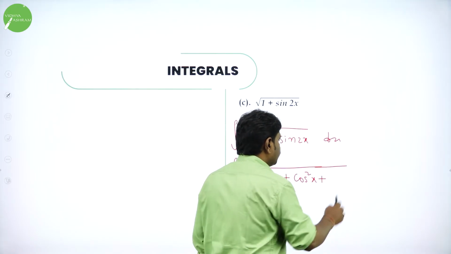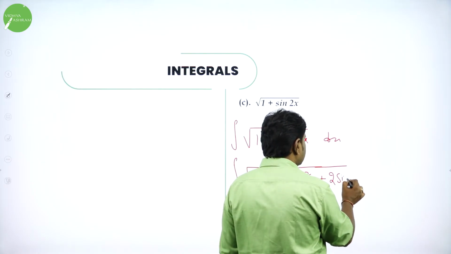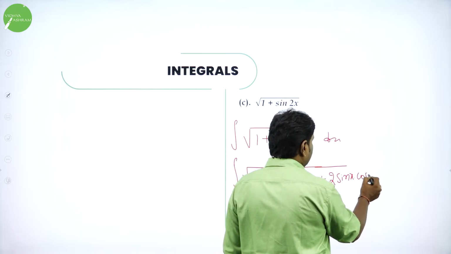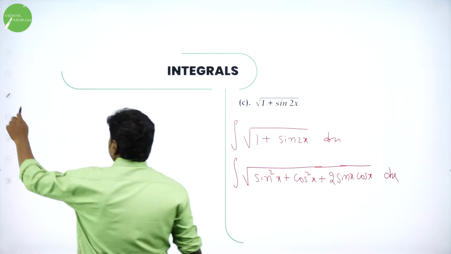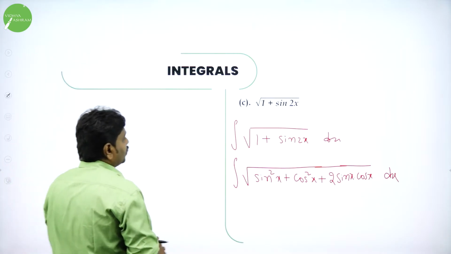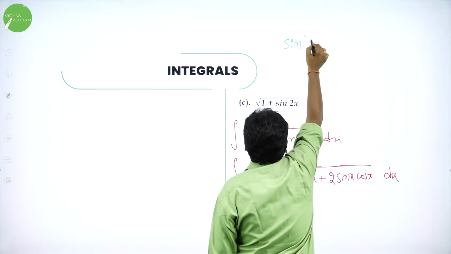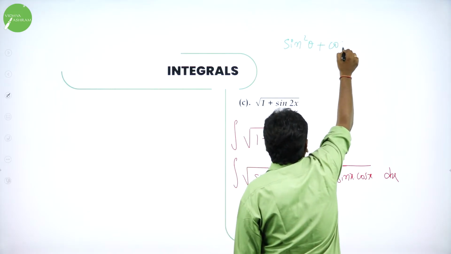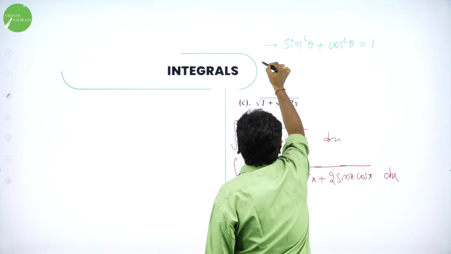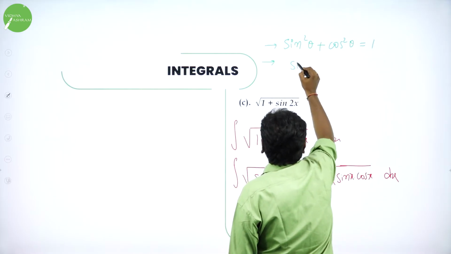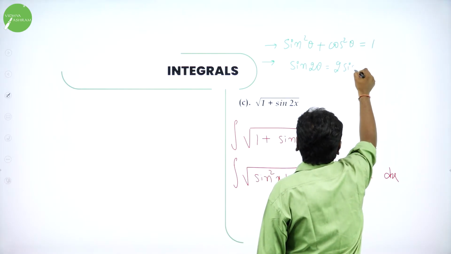Plus you have sin 2x. Instead of sin 2x, you can write 2 sin x cos x. We call this a multiple angle. In the trigonometry chapter, you have multiple angles. So let me repeat. The second step should be through the basics. You know in math, sin square theta plus cos square theta is 1. And you also know another important case, sin 2 theta. Sin 2 theta is 2 sin theta into cos theta.